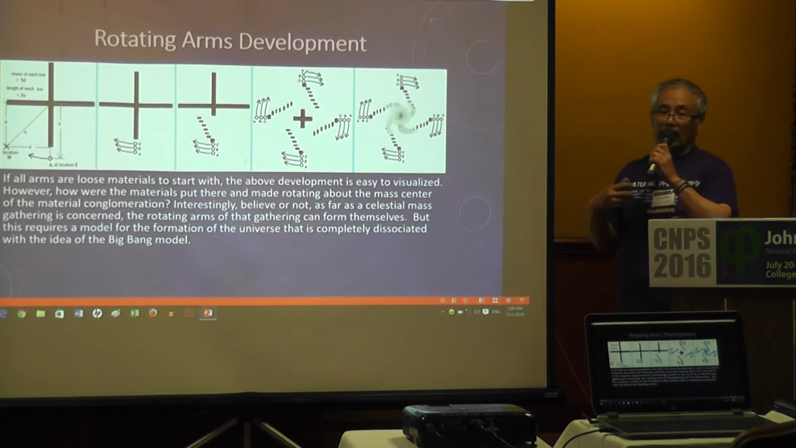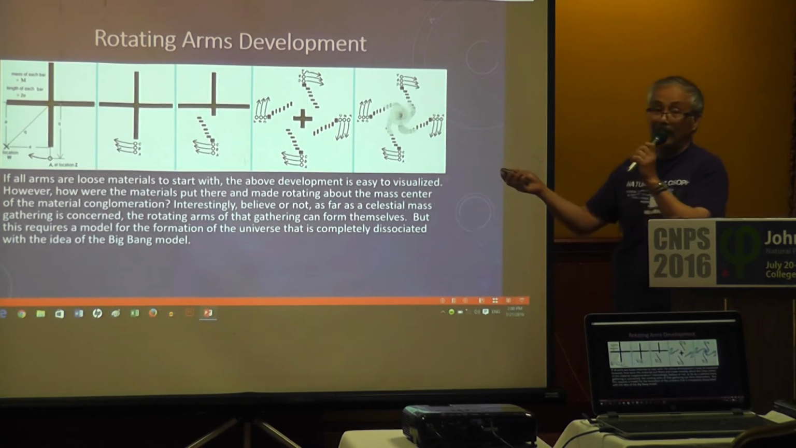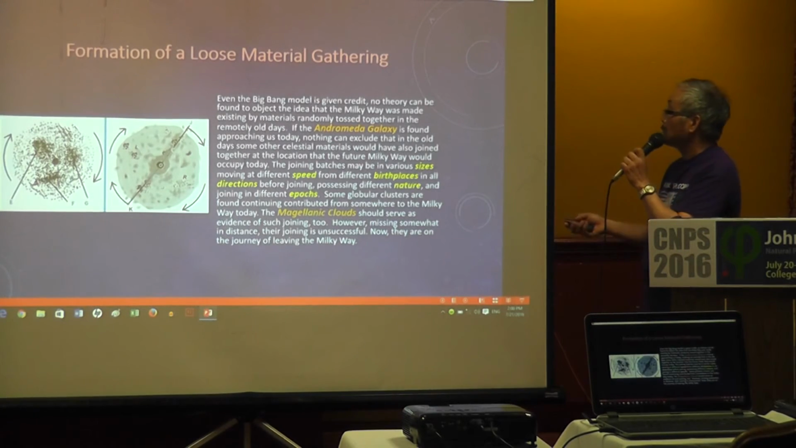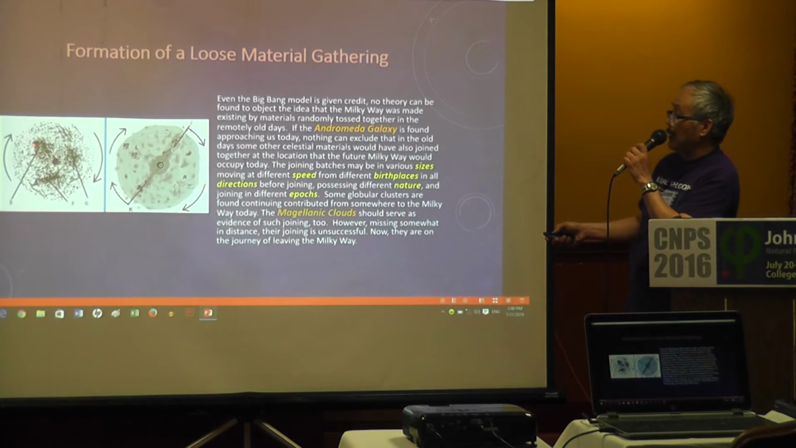For example, our Milky Way: the initial material is randomly tossed together. When it's randomly tossed together, there is some material, maybe higher in some area, thinner in another area.